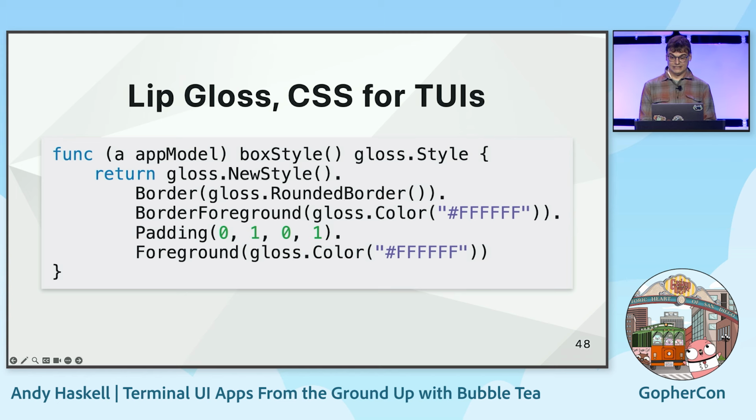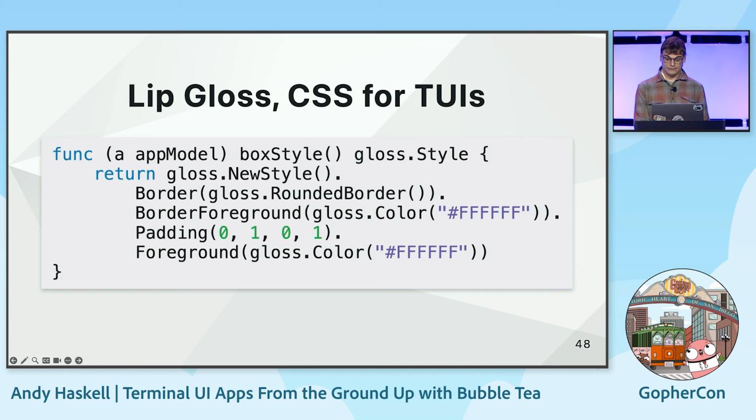A style is a type of lip gloss object, and as you can see, just like in a CSS style sheet, we have rules corresponding to each aspect of a UI element that we want to tweak. So the first two rules are about the border around the text box for each plant. We're going to set the border to a rounded rectangle shape using the border method, and we set it to white using border foreground. Then we add some padding to the box, so the text isn't just right at the edge of the box.